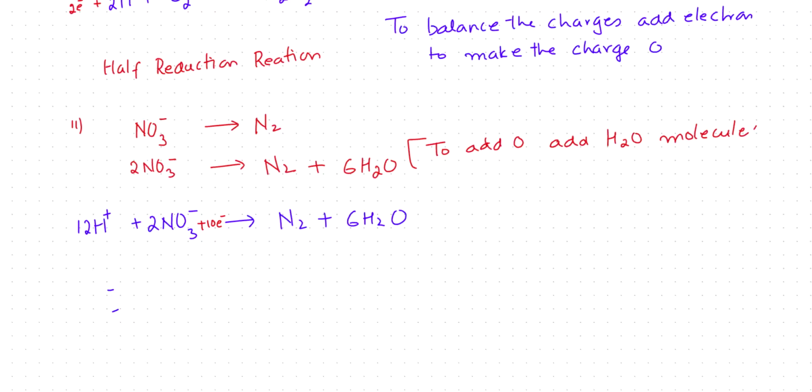So one more example we'll do. ClO3 negative changing to Cl negative. This is the equation. Now we have to balance this. So now we balance: one chlorine atom, one chlorine atom. So here there are 3 oxygens. So we add 3 water molecules.